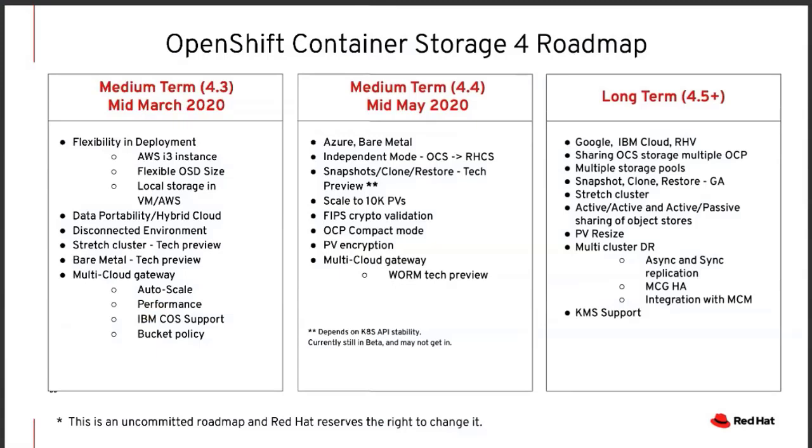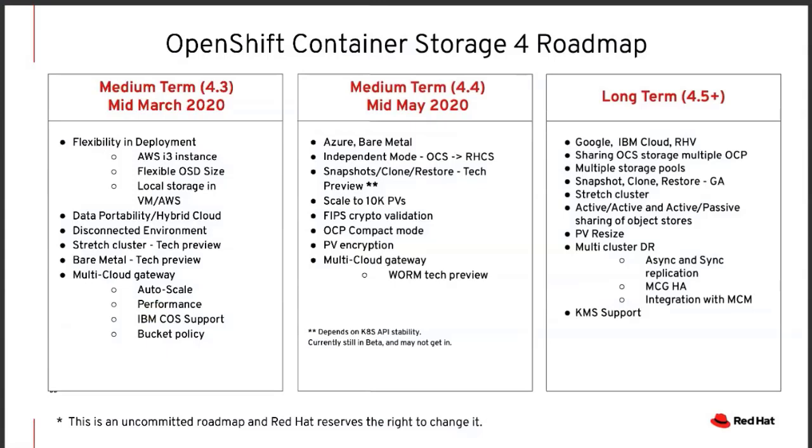Snapshots, clone, restore, tech preview planned for mid-May, scale to 10,000 PVs. Remember in the previous slide I said there was a maximum of 5,000 PVs at this moment. This is going to double in version 4.4. FIPS crypto validation is also being asked for by customers.